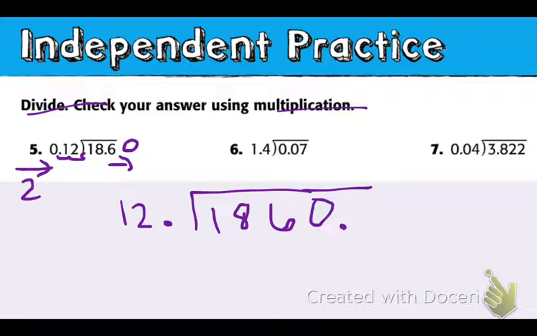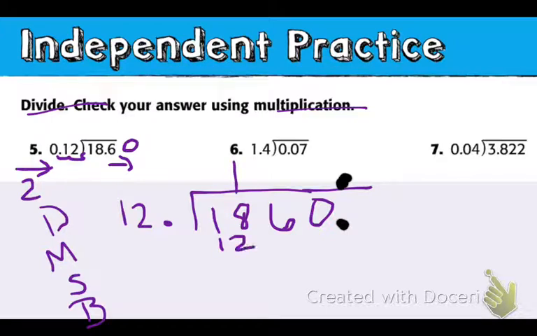Okay, step 3, bring your decimal into your quotient. I'm just going to bring it straight up. Now I can go ahead and do those steps of division. Divide, multiply, subtract, bring down. 12 divides into 18 1 time. 12 times 1 is 12. I can subtract it. Now I can bring down the 6. I'm going back to divide. How many times will 12 divide into 66? 6 times. I'm putting it above the 6.